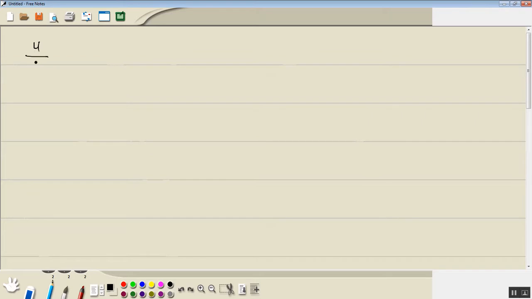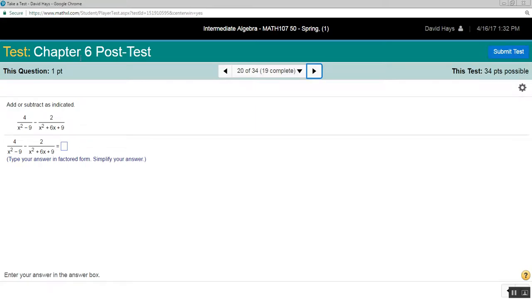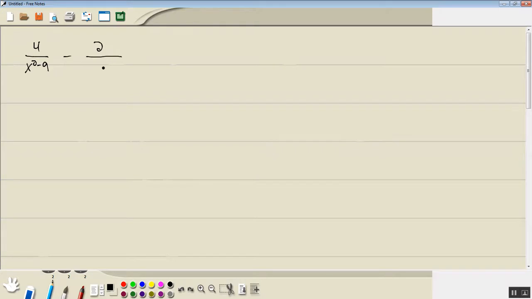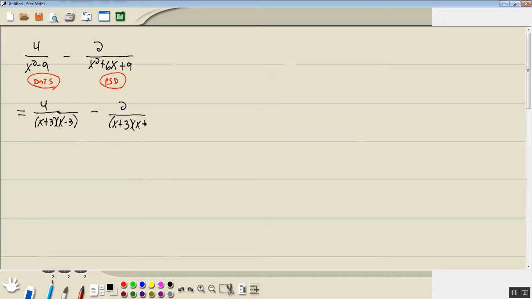And we got 4 over x squared minus 9 minus 2 over x squared plus 6x plus 9. Now we have to get a least common denominator. In order to figure out what that is, we have to factor all of our denominators. This one is the difference of two squares. This one is a PST. So this factors as 4 over (x plus 3)(x minus 3), minus 2, and this one factors as x plus 3 times x plus 3.